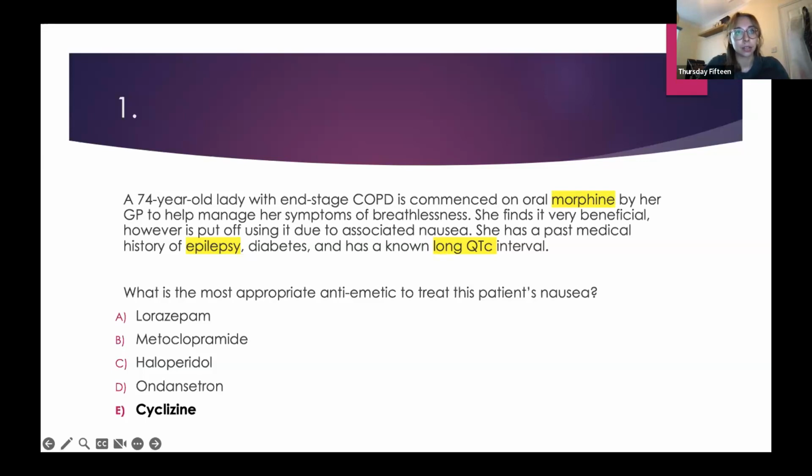Cyclizine is the correct answer. It's not contraindicated and it's very good at treating toxic nausea. So just in the chat, which arrhythmia do we know can be precipitated by long QTc? Just fire out the answer if you know it. If we gave this lady haloperidol, what arrhythmia might we precipitate?